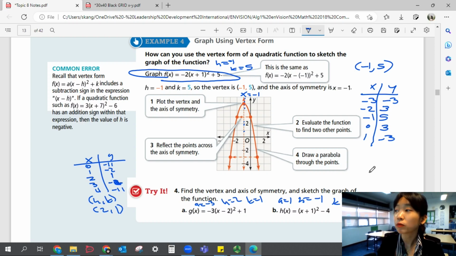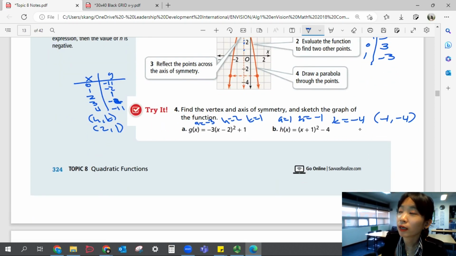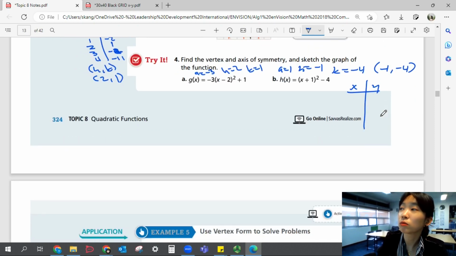So find the table of values. You just need some more points. But you're going to start with -1, -4, and then find the other values, 0 and 1. Let's go upwards because 0 and 1 are the easier numbers. So if you plug in 0, that's 1 squared, 1 minus 4 is -3. If you plug in 1, 1 plus 1 is 2, 2 squared is 4, minus 4 is 0, and so on.